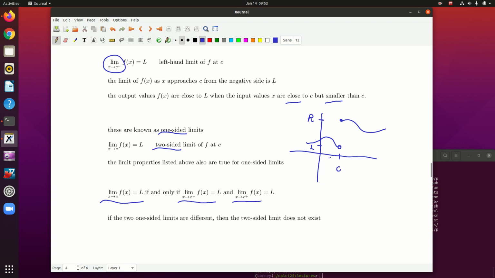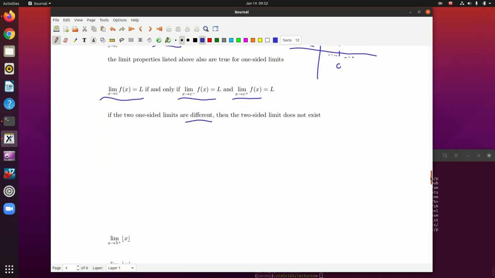So as you approach c along these values, the f of x values are getting close to L. If you approach c from this side, you're along this part of the curve and you're getting close to the number R. But this doesn't have a two-sided limit because the L and the R values are different. So for a function to have a two-sided limit, a normal limit, both one-sided limits have to exist and agree. If they exist, but they're different, like in the picture, then we say the two-sided limit does not exist. Okay, so we've got all that stuff.